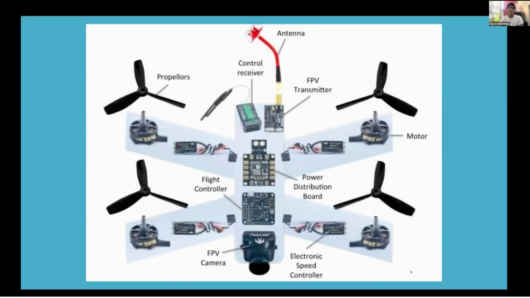And then this is how everything essentially goes together. This is an example of an FPV drone. So the FPV camera's in the front, the antenna's in the back, then the 4 propellers and the motors. Each of the motors is hooked up to the speed controllers, and all the speed controllers are hooked up to the power distribution board. And the flight controller tells how much power to distribute.